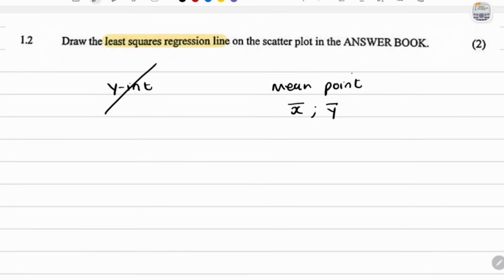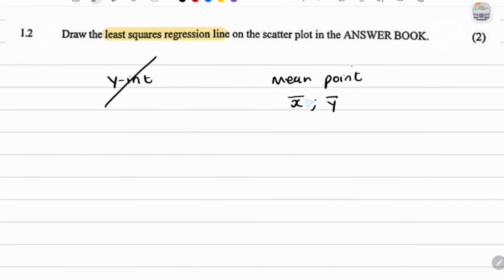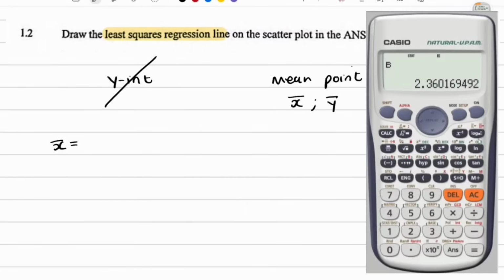Okay, so we're going to use the calculator to find the mean point. That is just the mean of the x values and the mean of the y values. So to find the mean of the x values, we're just going to go onto our calculator and press shift 1. But this time we're not going to go to regression. We're going to go to option 4.